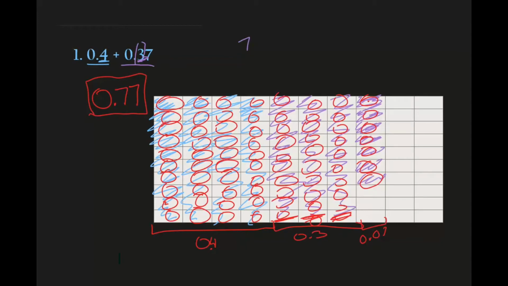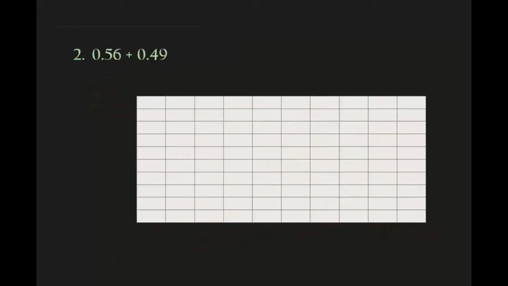Now I'm going to show you one more problem. So we have 0.56 plus 0.49. I'm going to show you how to do this one. We're going to use the same method. First, we're going to shade 0.56. That means we're going to shade 5 full columns.